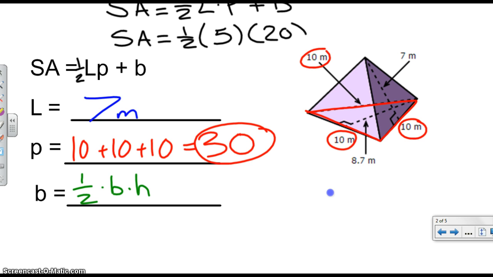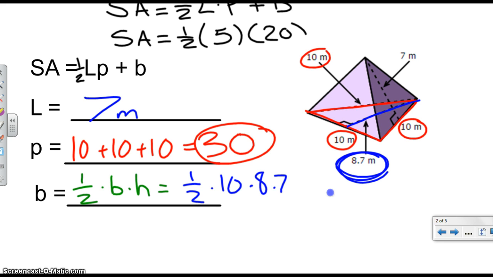And so we know that our base is 10, but what's the height in there? Well, if you look closely at your diagram right there, you can see that it's 8.7. See, it's straight across right there, which is why they included that for you. So it's 1/2 times 10 times 8.7. And when you do that, you're going to get 43.5? Let's see if you got that right.